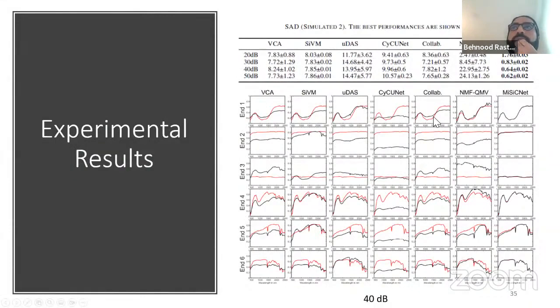This is the result for SAD, for the simulated dataset, only for simulated dataset 2. And you also see the visualization of how the endmembers look in the case of 240 dB, where red is the ground truth and black is the estimated one. And see how the endmembers that we propose are closely following the ground truth endmembers. And this is the result for 20 dB, 30 dB, 40 dB, and 50 dB for the mean SAD.